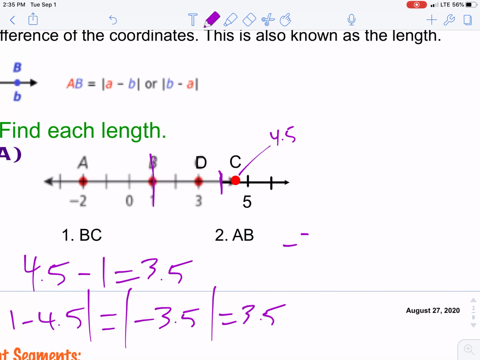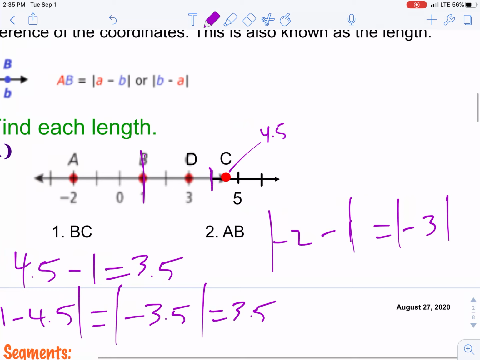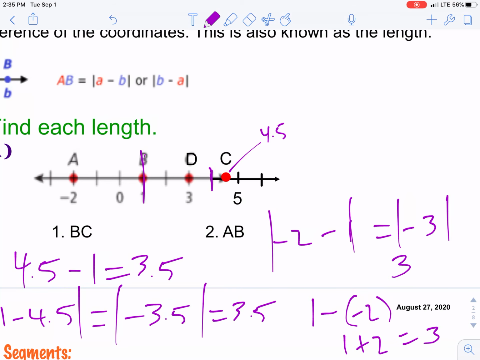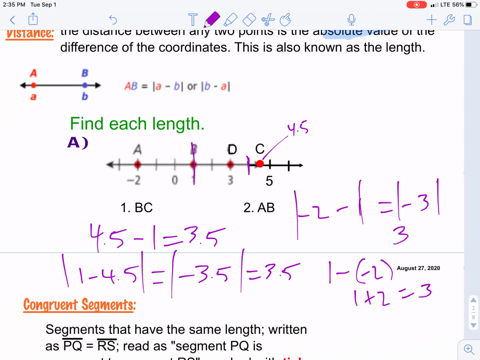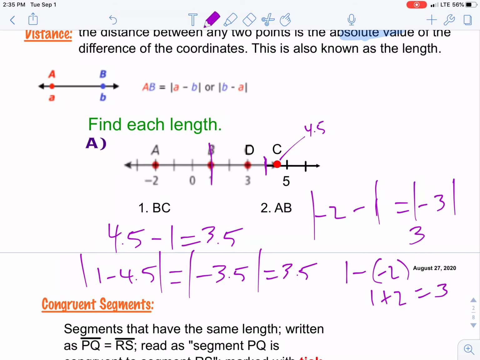All right, distance from A to B. A is at negative 2. We're going to subtract off B, which is at 1. That's equal to negative 3. We don't like negative distances, so we take absolute value. We get positive 3 for our answer. Flip it around, do it the other way. B is at 1. Subtract off negative 2, because that's where A is located. 1 minus negative 2 turns into 1 plus 2, which is equal to 3. So when you're trying to find the lengths, find out where they're located and subtract the values.